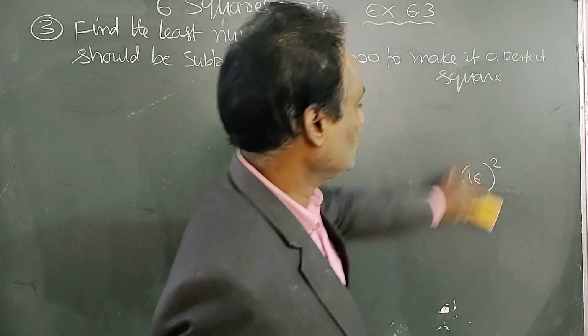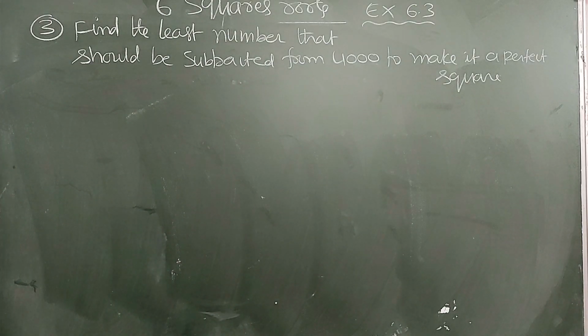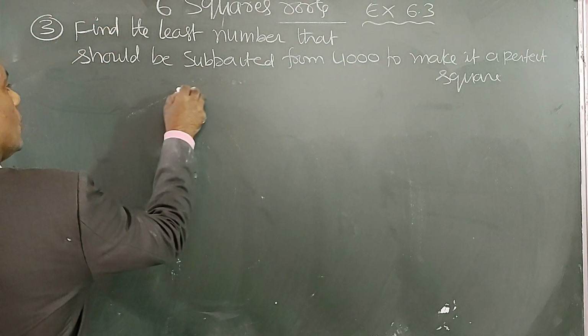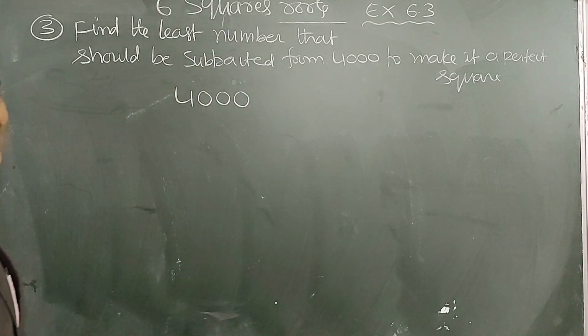So, how to do? Division method only. Finding the square root by division method only. See here students, don't write. I am finding the square root for 4000. See.